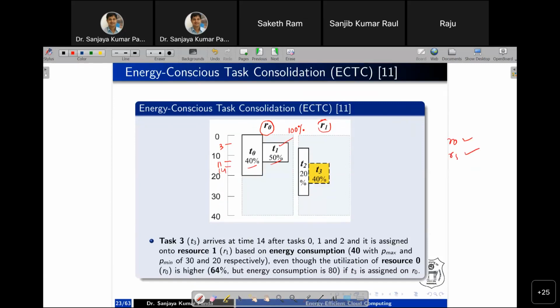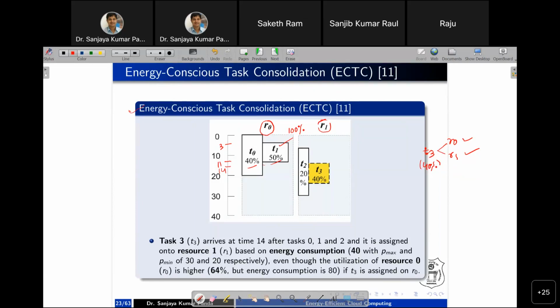right? To accommodate task number T3, which requires 40% of the resources, it is really challenging for you to decide whether to go for R0 or to go for R1. So you need a policy to decide whether R0 is better or R1 is better. So there is an algorithm called energy conscious task consolidation, which we call ECTC. What does ECTC say? ECTC says that you have to see the minimum utilization.